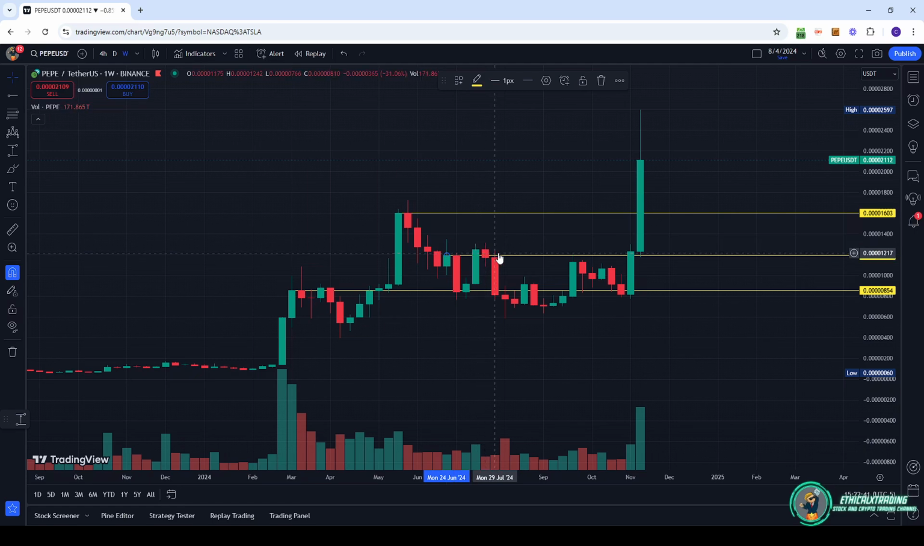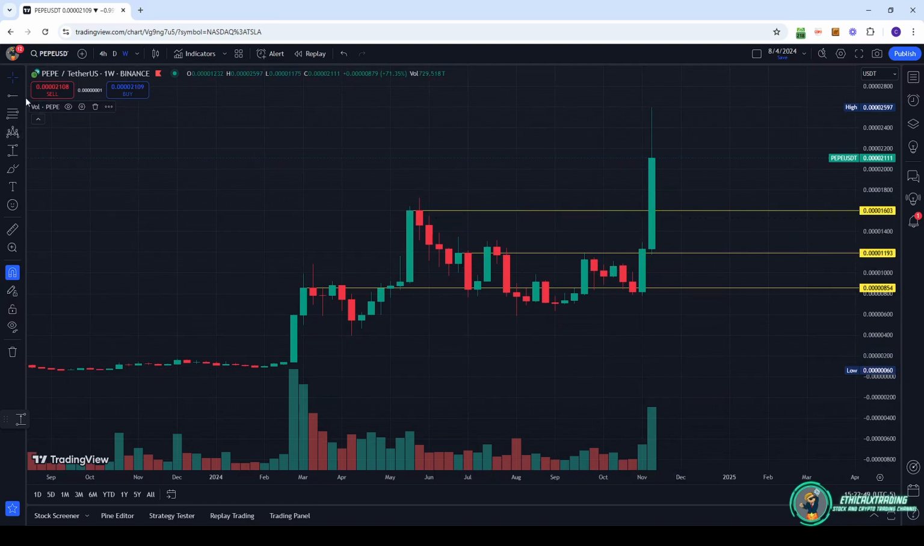We tagged that level here, we rejected. We tagged that level here and immediately just rejected back below without even hitting the next candle. So those are some good key levels to mark for major support and resistance there. I'm going to go ahead and mark this one over here as well, because I see it and it stands out. So you can see that held as support.